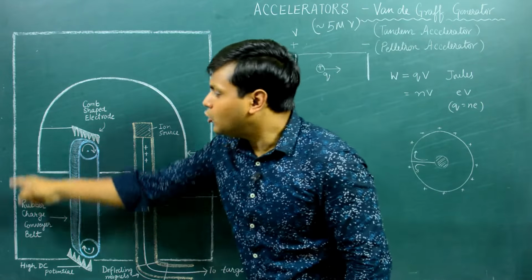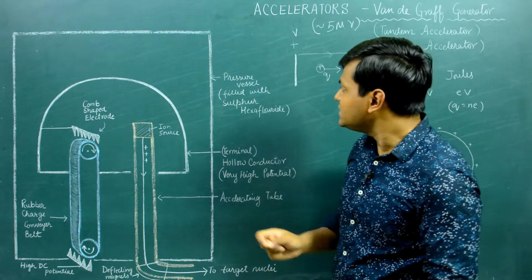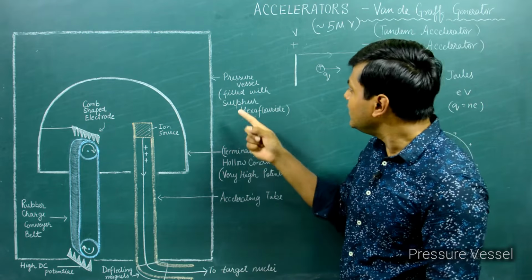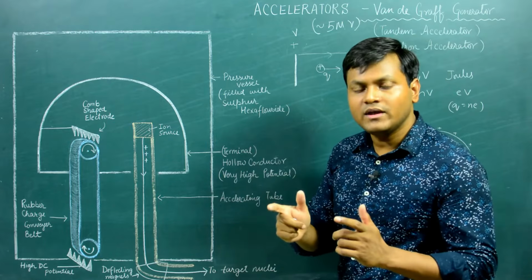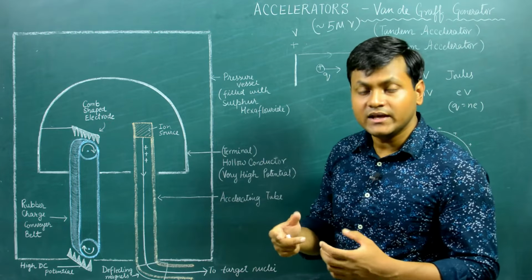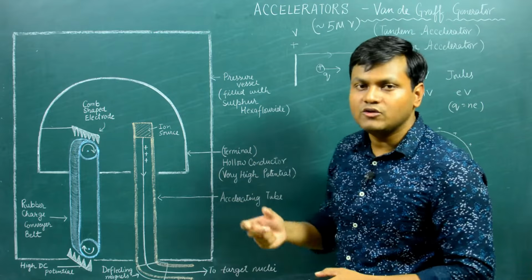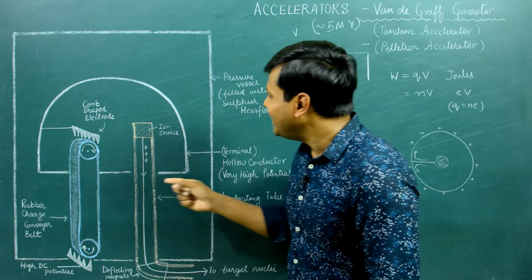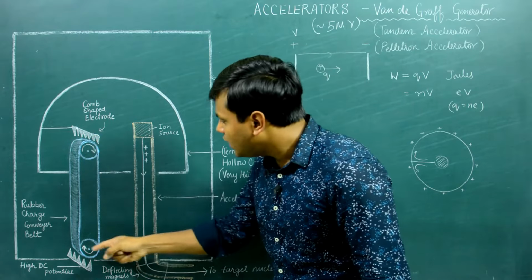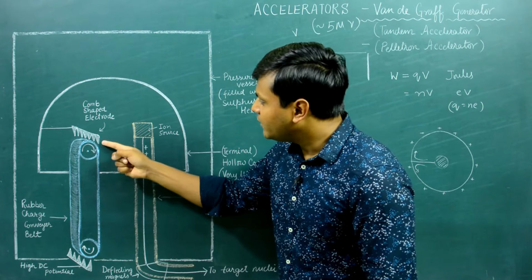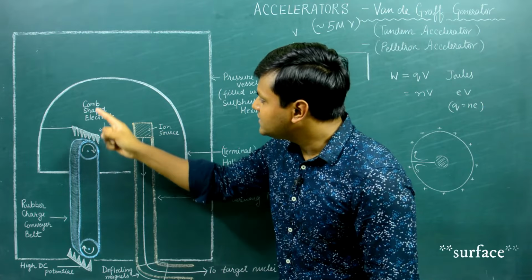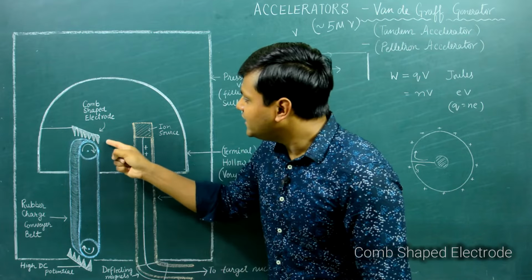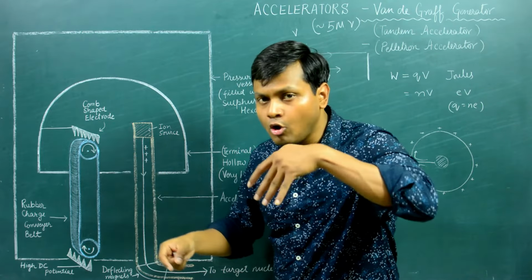This entire thing could be housed in some cases in a pressure vessel which is filled with some kind of insulating gaseous medium like sulfur hexafluoride. For small Van de Graaff generators, this outer housing might not be there. For large Van de Graaff generators, this outer housing is necessary. So let's first understand the construction. You have this hollow metallic cylinder which is connected to a conveyor belt. On one side of the conveyor belt, this is connected to the hollow metallic cylinder by a comb-shaped electrode. So you have an electrode which is connected to this conveyor belt by a comb-shaped structure.